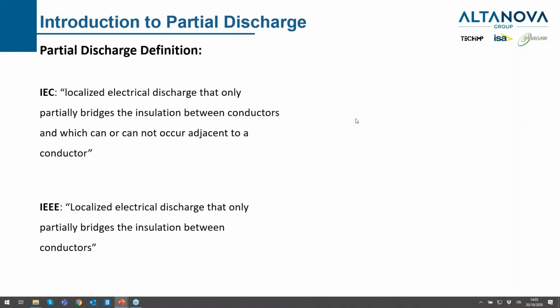So, in order to start, we can introduce the partial discharge as per the definition given by IEC. Partial discharge is a localized electrical discharge that only partially bridges the insulation between conductors, and which can or cannot occur adjacent to a conductor. The same definition given by the IEEE is: partial discharge is a localized electrical discharge that only partially bridges the insulation between conductors.